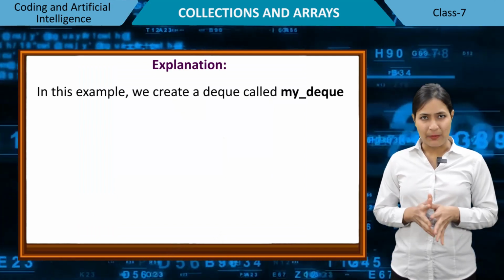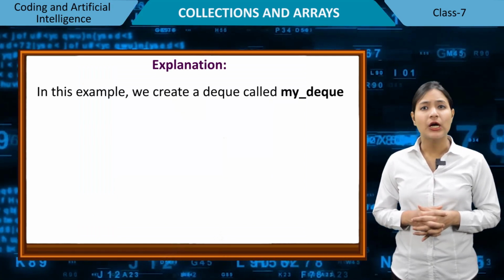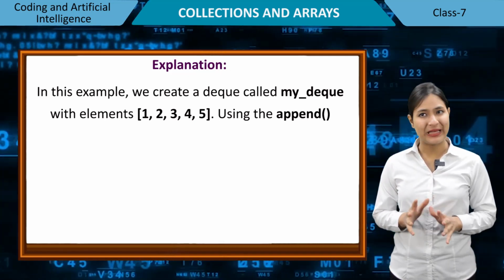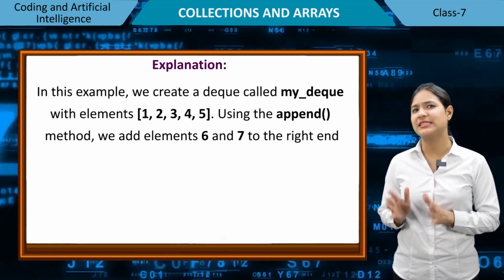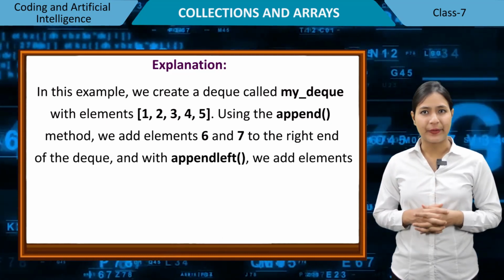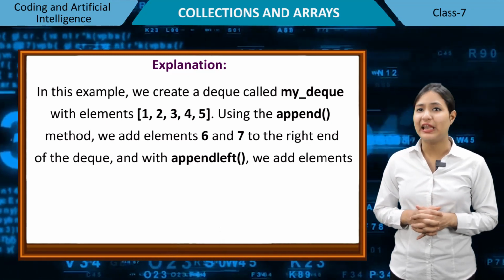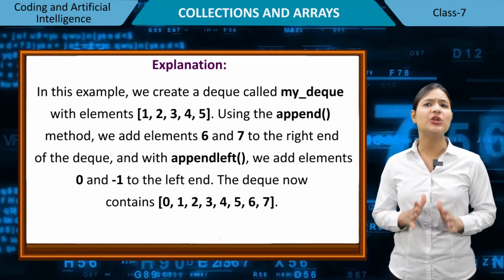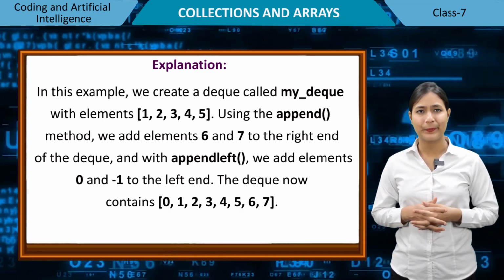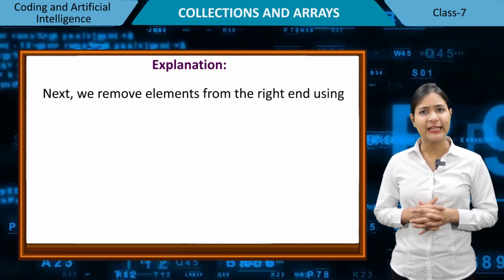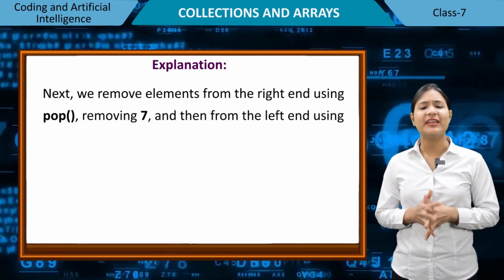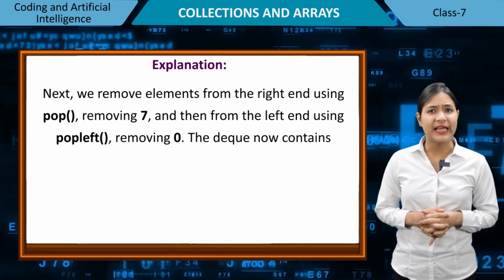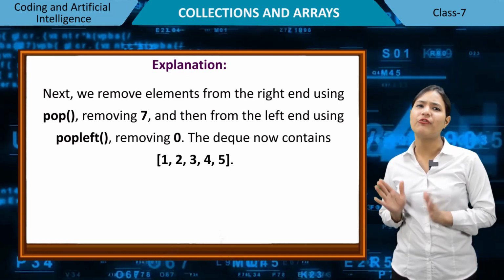Explanation. In this example, we create a deque called myDeque with elements 1, 2, 3, 4, 5. Using the append method, we add elements 6 and 7 to the right end of the deque, and with appendleft, we add elements 0 and -1 to the left end. The deque now contains -1, 0, 1, 2, 3, 4, 5, 6, 7. Next, we remove elements from the right end using pop, removing 7, and then from the left end using popleft, removing -1. The deque now contains 0, 1, 2, 3, 4, 5, 6.